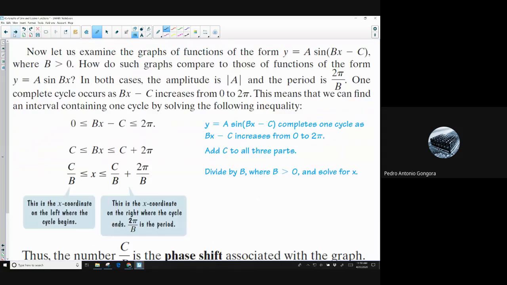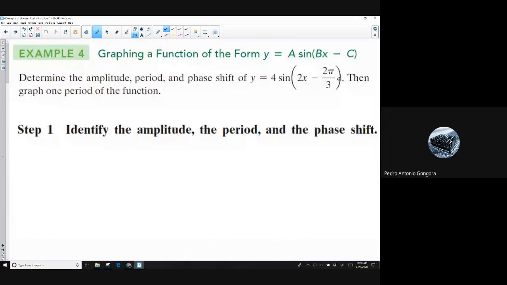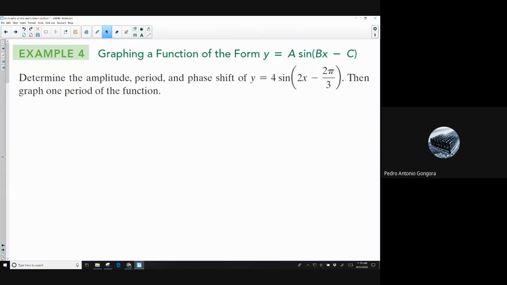All right, so let's throw in one. Let's do this one. Yeah, this is a good one. So instead of breaking this down like that, here's the way I want you to approach every one of these problems. Start with A, B, C, D. So A is 4, B is 2, the number in front of x.